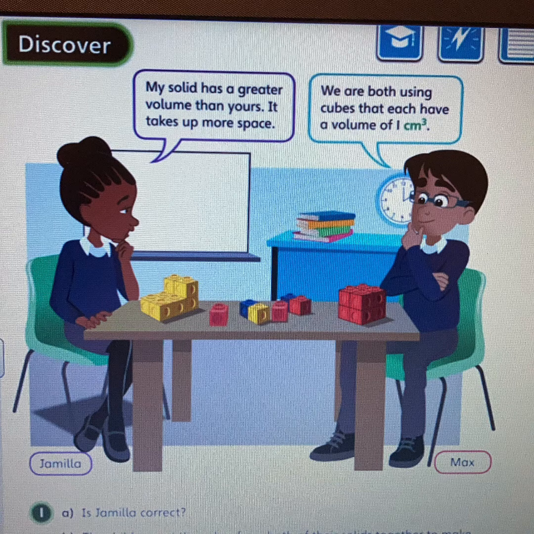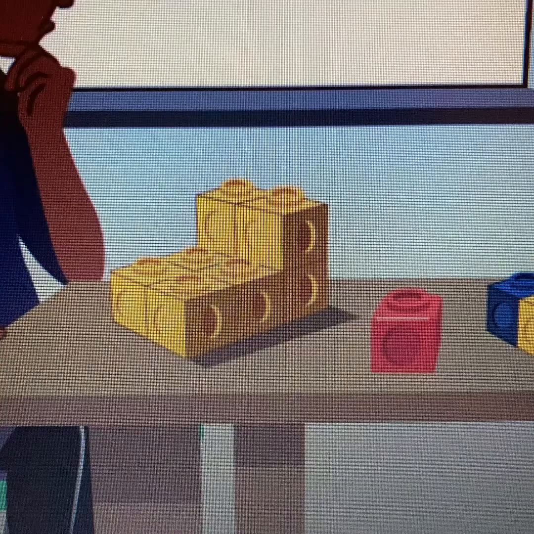Okay, Max is correct. And you can see there, that is how you write centimetres cubed, just like we would when we say cubed normally. So 2 cubed is 2 times 2 times 2. This is exactly the same idea, okay? So we need to have a think about, is Jamila correct? Does her solid have a greater volume than Max's solid?